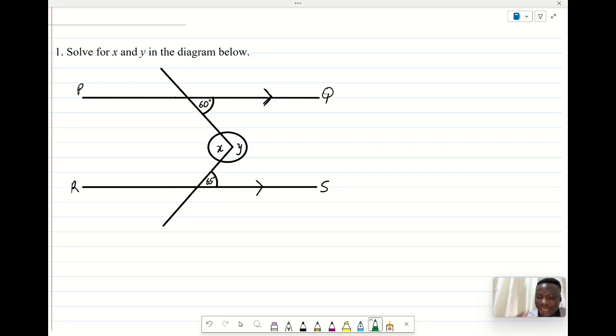Let us draw another line which will be parallel to the first two parallel lines. So we can draw it this way, through the center. When this is done, the two angles, angle X and angle Y, are also divided into two, like this. So finally, we have four angles at the center.